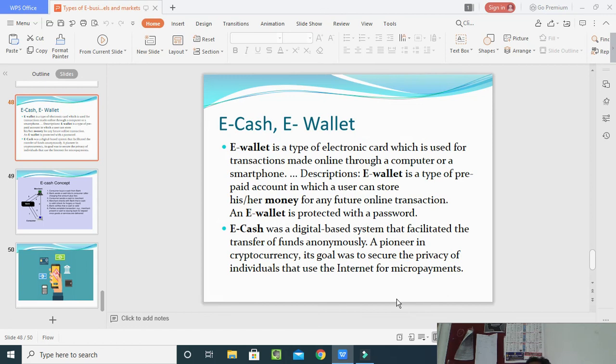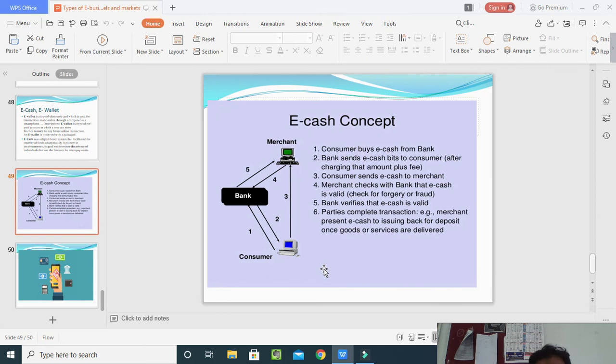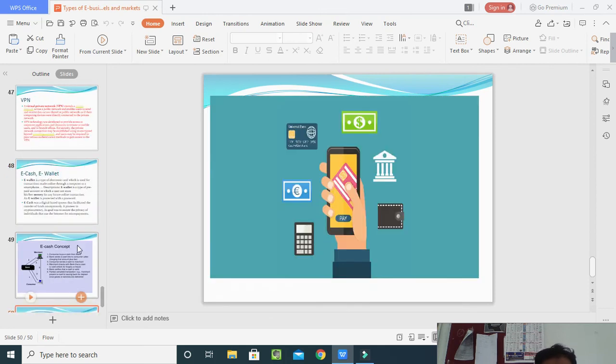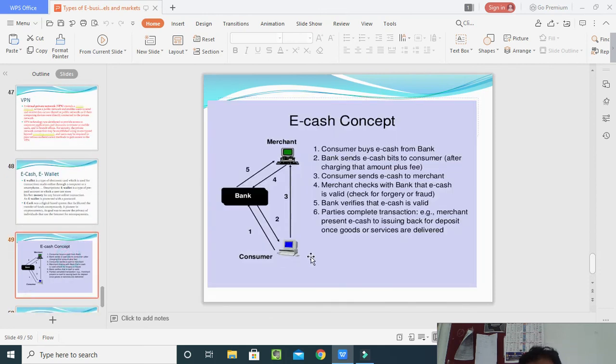Or when you want to transfer the money, or when you are making e-payments, the same transaction and descriptions go on. So here are the pictures of eCash and e-payments. So eCash, here is how it's taking place. Here is a system, that is the merchant. Here is a consumer. The consumer is ordering from the merchant.